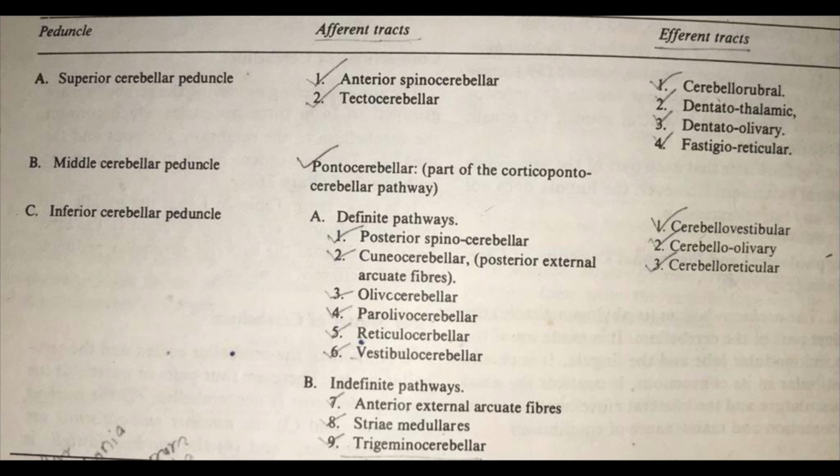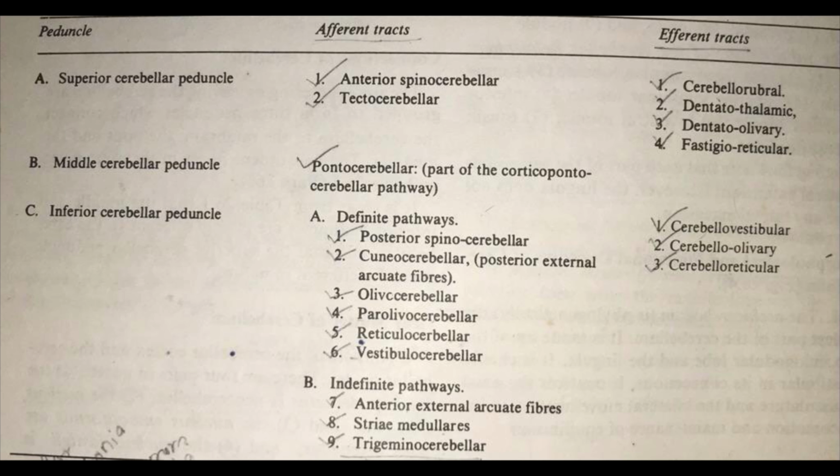Then dentato-olivary, to the olivary nucleus, and fastigioreticular. The reticular system is in the brain stem, and it is very necessary for the wakefulness of the person. In the middle cerebellar peduncle there are afferent tracts, the pontocerebellar, directly from the pontine nuclei to the cerebellum. No efferent fibers are there.